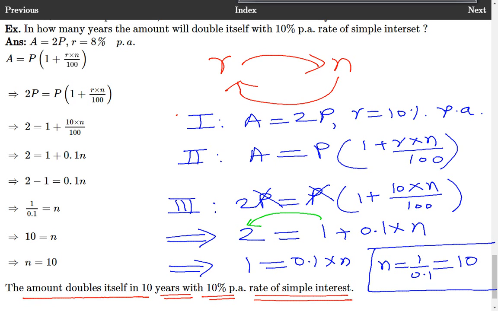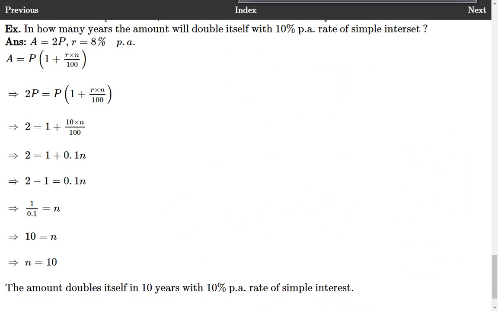This completes the examples on simple interest. In the next lecture, we will study compound interest, formulae and examples. Thank you.